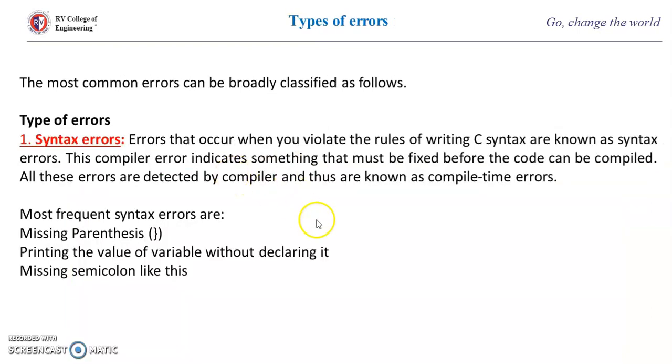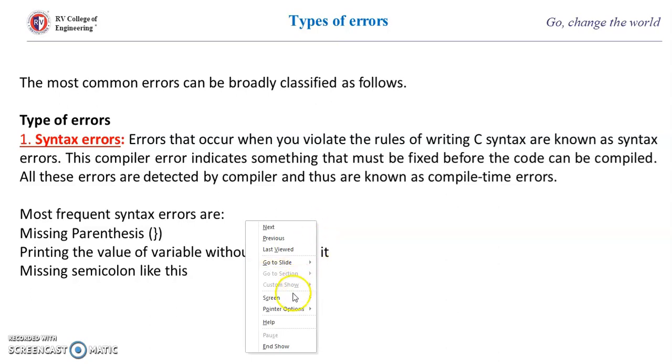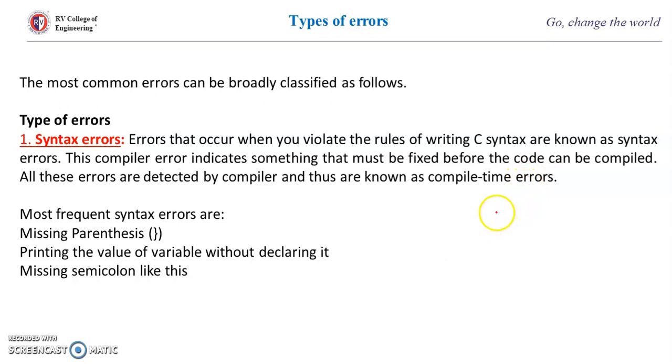So what is syntax error? This error occurs when we violate the rules of writing C syntax. That is known as syntax error. So this is the compile time error and it should be fixed before the code can be compiled. And this error is detected by the compiler. That's why we call it compile time error.